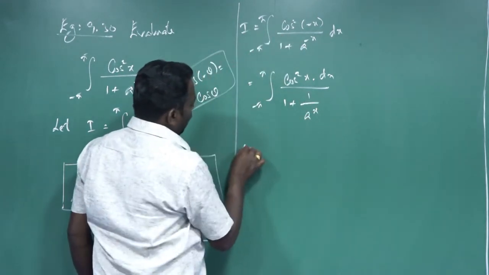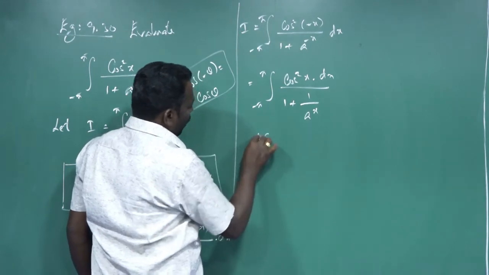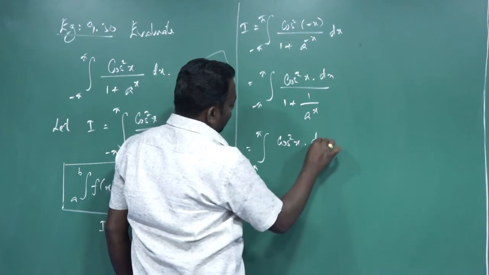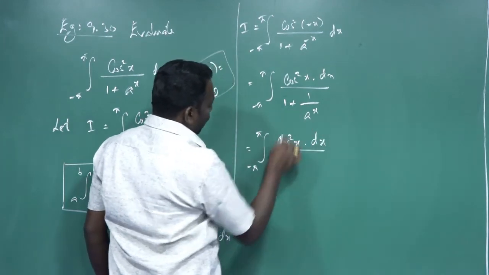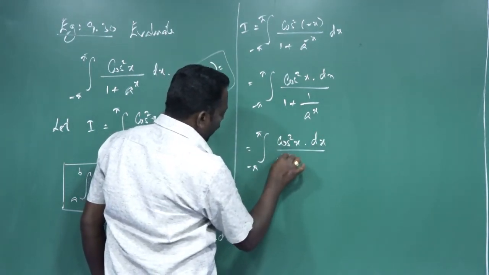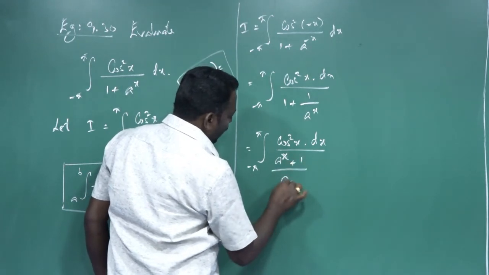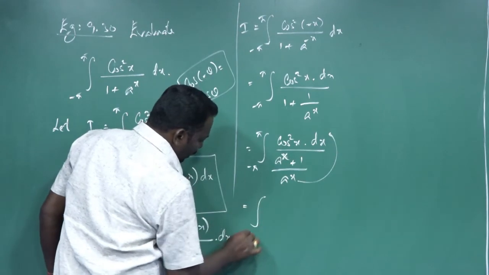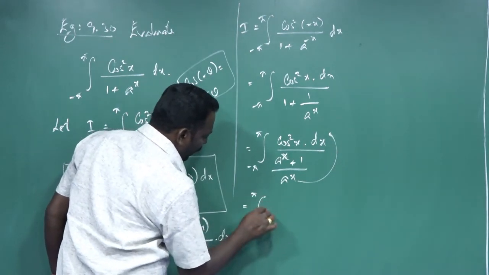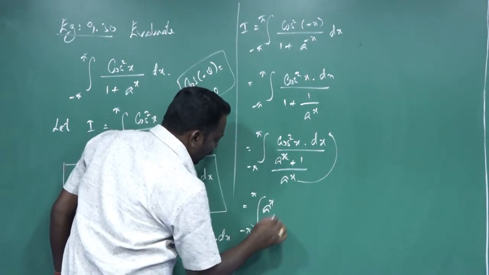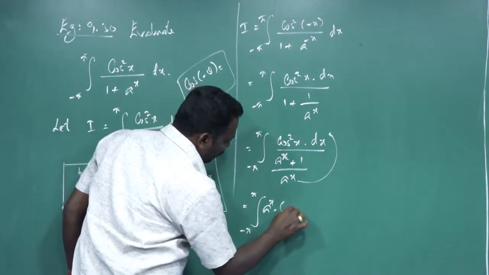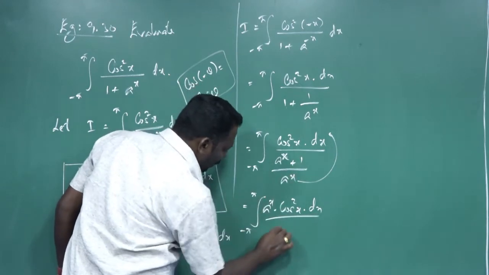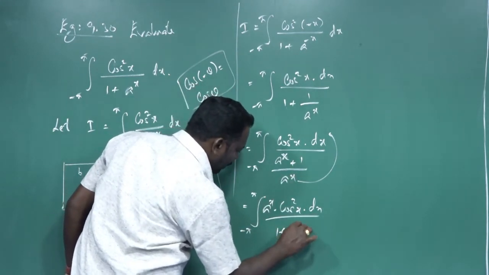Just taking the common denominator, the integration from minus pi by 2 to plus pi by 2 of cos square x into dx is multiplied by the term a power x by a power x plus 1, so a power x comes into the numerator. That is equal to the integration from minus pi by 2 to plus pi by 2 of a power x into cos square x into dx by 1 plus a power x.